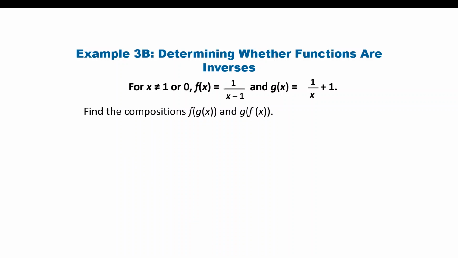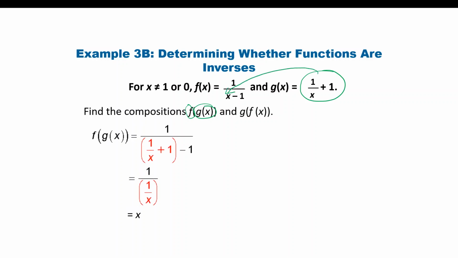So let's remember how to do that. We're going to take f of everything that's in g of x. So here's what's in g of x, and I'm just going to replace it into my x here. So when I do that, it looks like this. And you can see 1 minus 1 is 0, so we end up with just 1 over x. And then remember how to solve this.